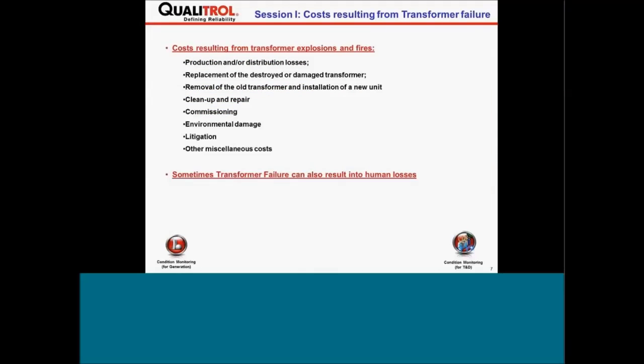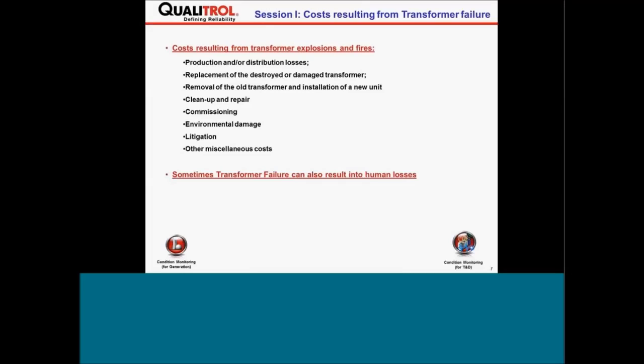Cost resulting from explosions and fires of the transformers. Clearly the production or the distribution loss is significant. Replacement of a destroyed or damaged transformer is very significant. Just the logistics of removing a transformer from site, and getting a new one in, at times can be very, very difficult.